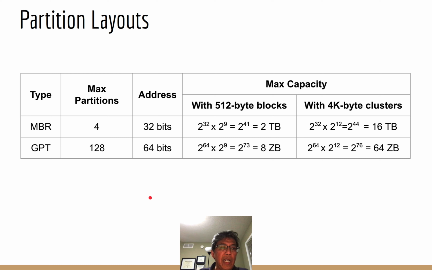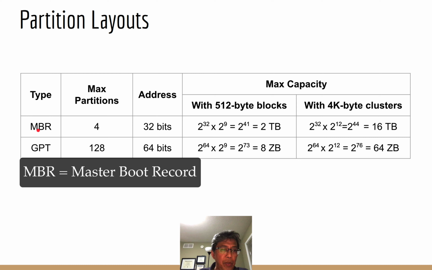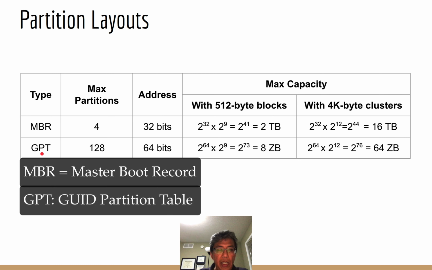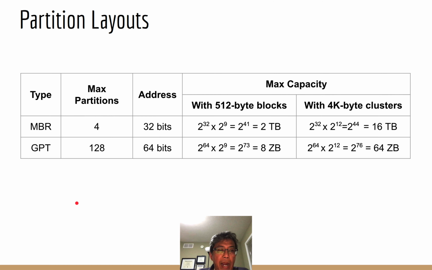So the two types of partitions commonly used today are MBR, Master Boot Record, and GPT, GUID Partition Table. MBR is the older spec that allows only up to 4 partitions and it uses 32-bit addresses. The newer spec, GPT, allows you to create as many as 128 partitions and it uses 64-bit addresses. So using these numbers, you can estimate the total capacity of your hard disk.